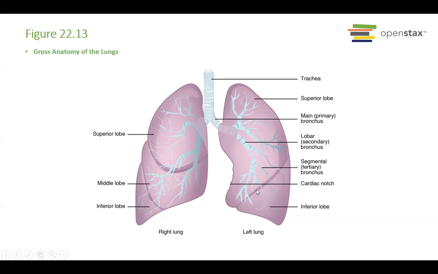It is known as the oblique fissure. While the top fissure, is it found in both lungs? It's found only in the right lung, and that is the horizontal fissure. The horizontal fissure gives me a superior lobe, a middle lobe, and an inferior lobe, while the oblique fissure alone gives me only a superior lobe and an inferior lobe, no middle lobe.